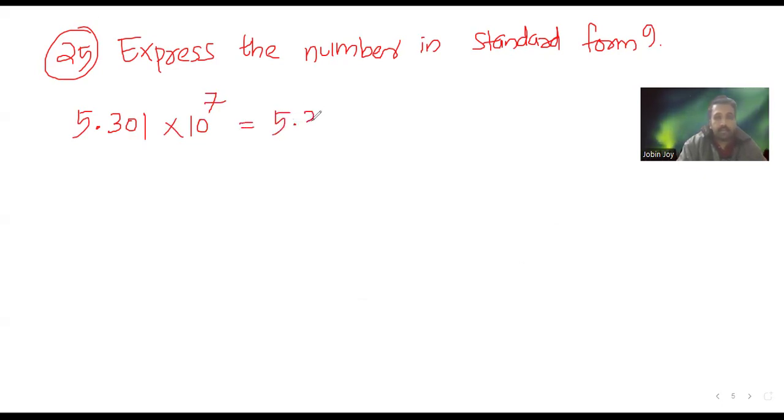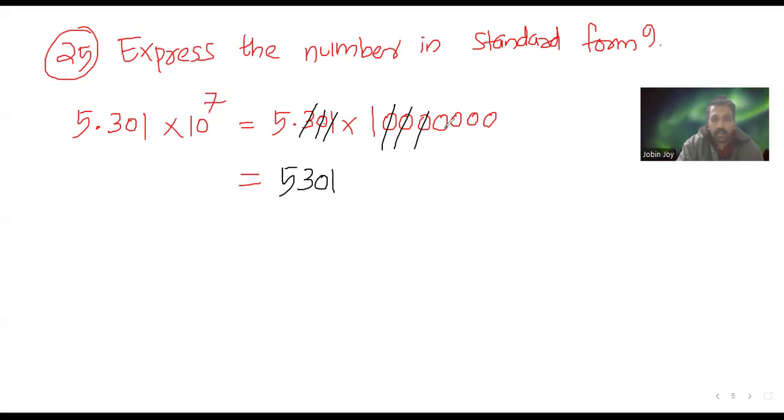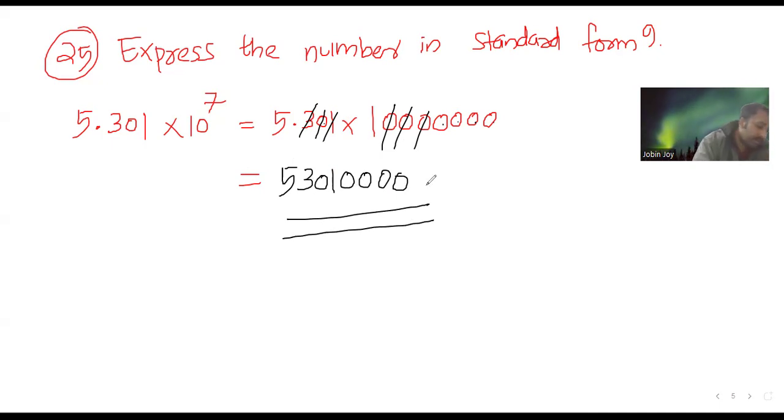So 5.301 into 10 raised to 7 means 1, then how many zeros? 1, 2, 3, 4, 5, 6, 7 zeros. Here how many decimal places? 1, 2, 3. After the decimal, 3 places, right? So I will cancel 1, 2, 3. So that means 5301. Then how many zeros remaining? 1, 2, 3, 4. 4 zeros remaining. So the final answer is 5301 with 4 zeros.